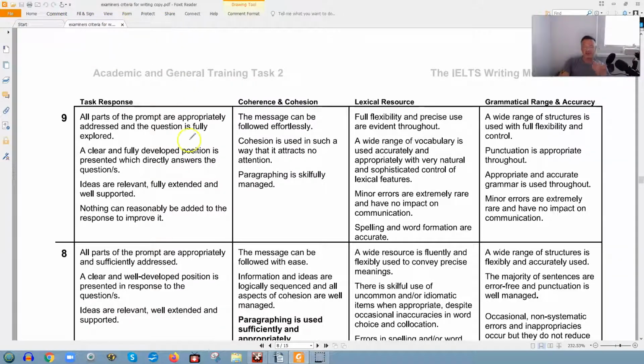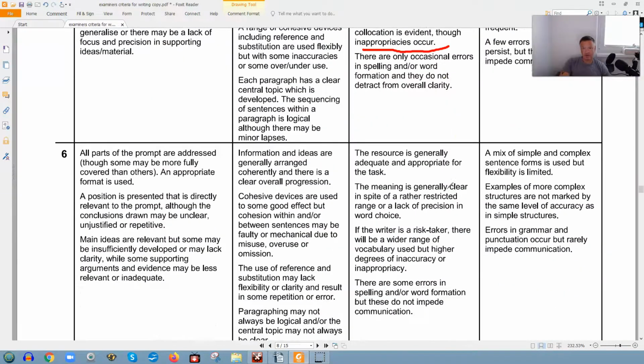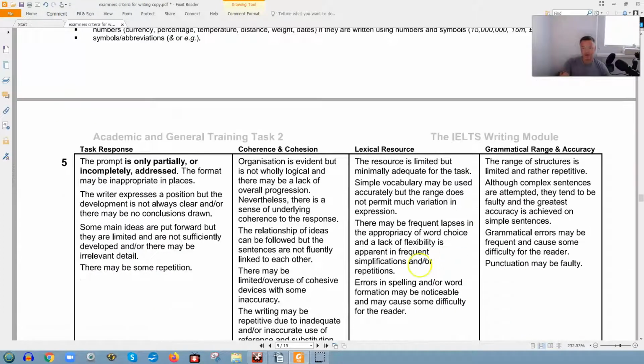You've tried to put in too many advanced band 9 words and it's not working. They do not work. Right, so we've got inappropriacies. There's quite a lot of them. Higher levels of inaccuracy or inappropriacy, right? So, you're using all these new words, but it's not accurate, it's not appropriate. To the reader, it doesn't work. It's nonsense.